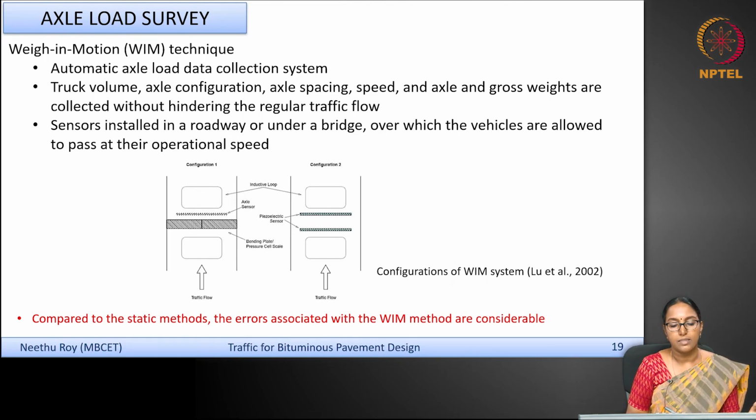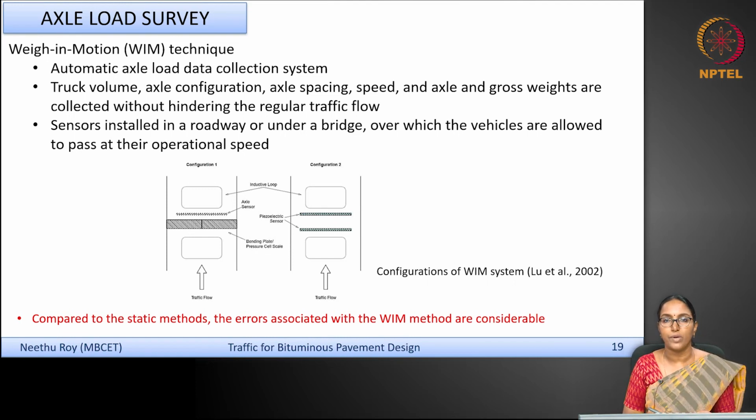Here the truck volume, the axle configuration, the axle spacing, the speed of the vehicle, and the axle and gross weights, everything can be collected automatically without hindering the regular traffic flow. Certain sensors will be installed in the roadway or under the bridge, over which the vehicles are allowed to pass at their operational speeds, and the sensors will capture this data. But compared to the static method, the errors associated with weigh in motion methods are considered to be a little larger. That's what the literature says.